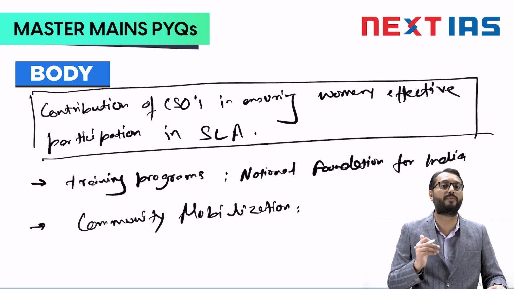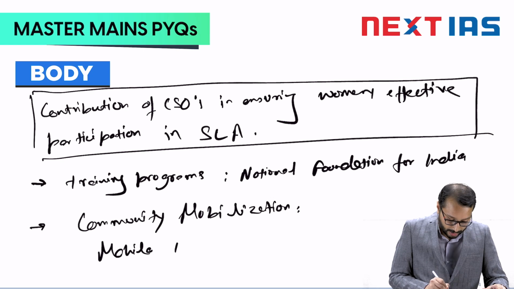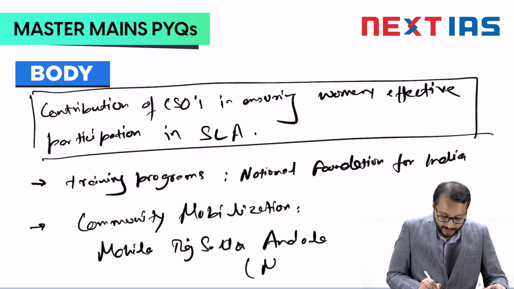So one of the very prominent examples of community mobilization you can take is the Mahila Rajsatta Andolan. So Mahila Rajsatta Andolan basically started in the state of Maharashtra.